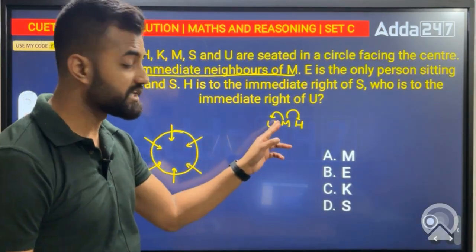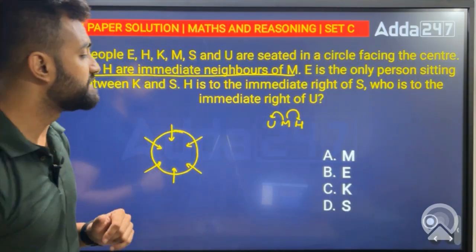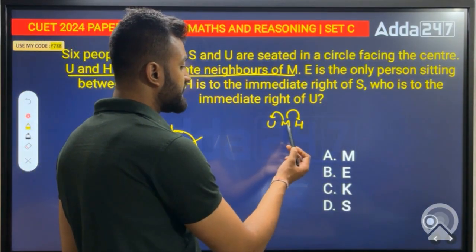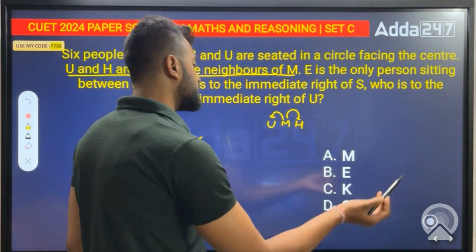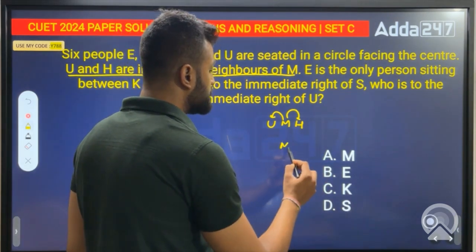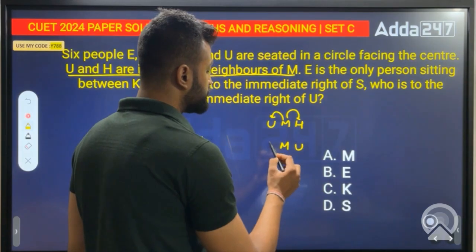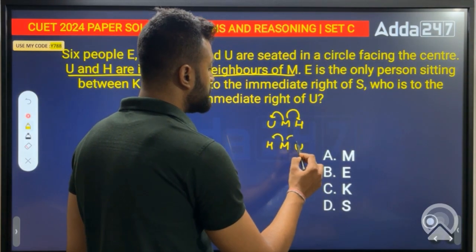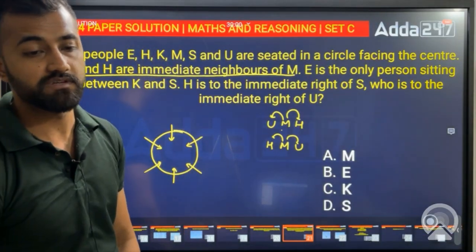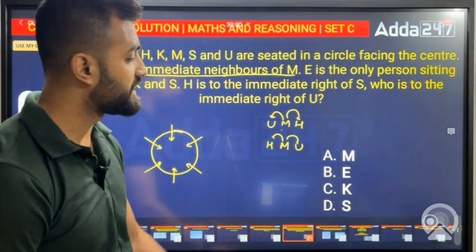Here two conditions can be formed. The first condition is when U will be in the front and H will be behind. And one more condition might form, that M is here, U comes behind and H comes in front. These two conditions can be formed, right? In both conditions I can say M is the neighbor of U and H. That's why I have noted down the condition.